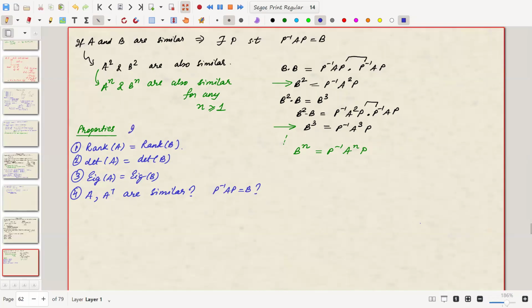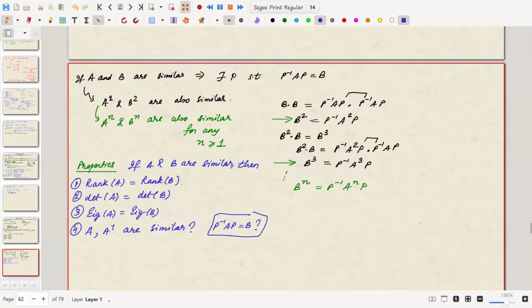I told you if A and B are similar, then these properties are true. It doesn't mean the other way around. It doesn't mean that if the determinant of A equals the determinant of B, then they are similar. No. For similarity, you have to check this. Once you get A and B similar, then you can say determinant, rank and eigenvalues are the same. So if A and A transpose are similar, intuitively you get a feeling that yes, they are similar. But can you, using this argument, say that it is the case?